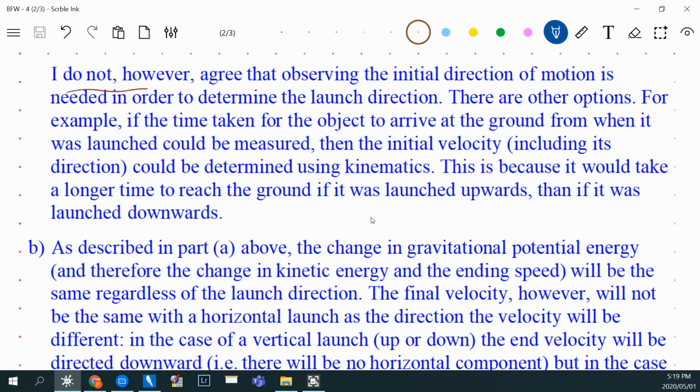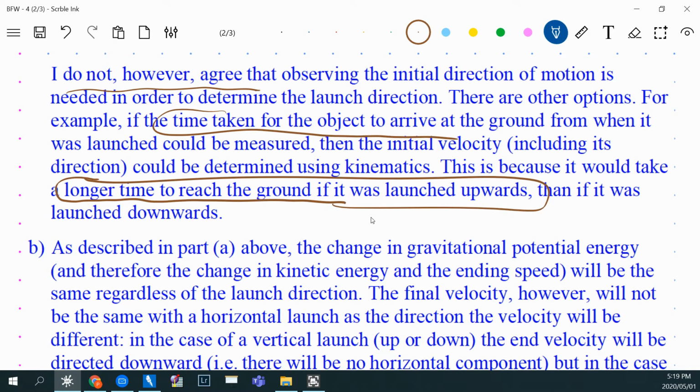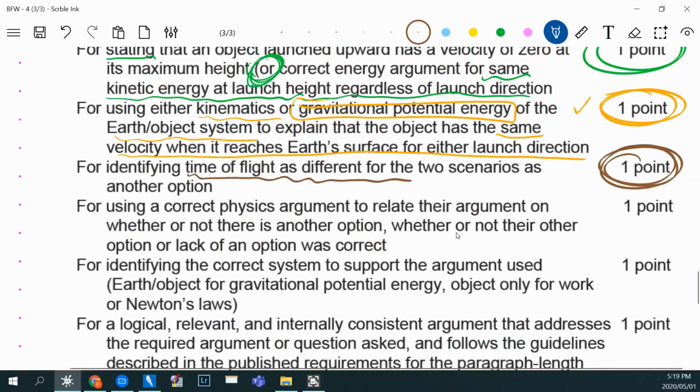Because I do not agree. And I called out, for example, that if the time taken right around here could be measured, then it could be determined, because it would take, here it is, right here, a longer time to reach the ground if it was launched upwards than if it was launched downwards. So there's definitely a different time of flight in my answer. So I award myself that point. Hey, don't you wish you could award yourself the points on the AP exam? That'd be kind of nice for you guys.